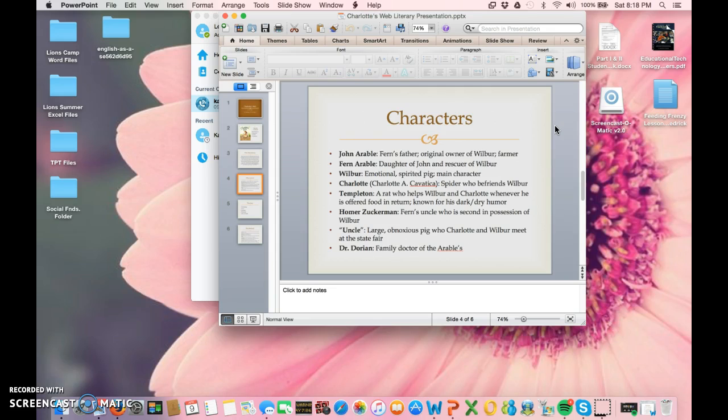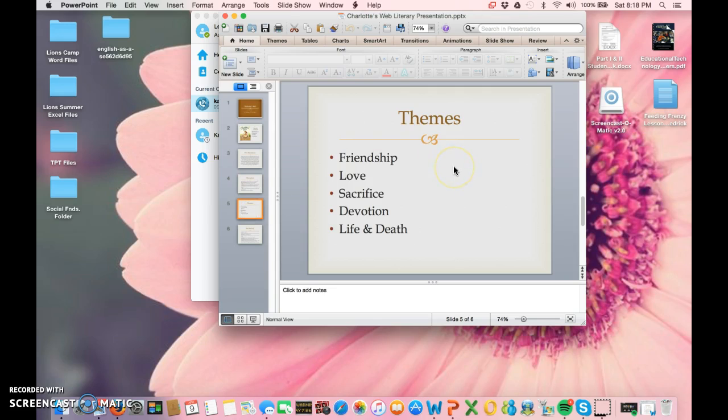Then there's Templeton. He's a rat who helps Wilbur and Charlotte whenever he is offered food in return, and he is known for his dark, dry humor. Homer Zuckerman is Fern's uncle, who is second in possession of Wilbur. Uncle is a large, obnoxious pig who Charlotte and Wilbur meet at the state fair, and Dr. Dorian is the family doctor of the Arables. Themes from the book are friendship, love, sacrifice, devotion, and life and death.